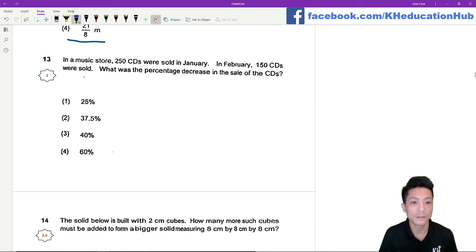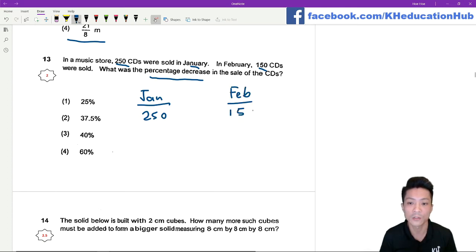Question 13. In the music store, 250 CDs were sold in January. In February, 150 CDs were sold. What's the percentage decrease in the sale of the CDs? So in January, it's 250. In February, it is 150. Okay, the decrease is 100, right?